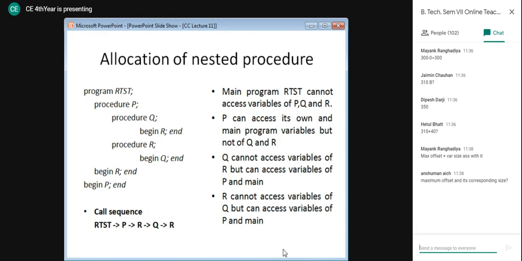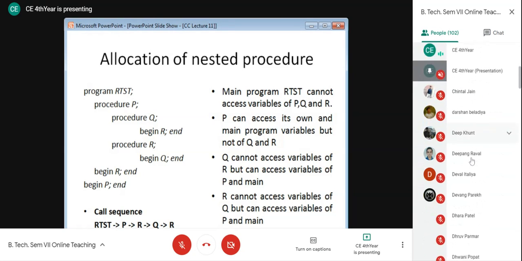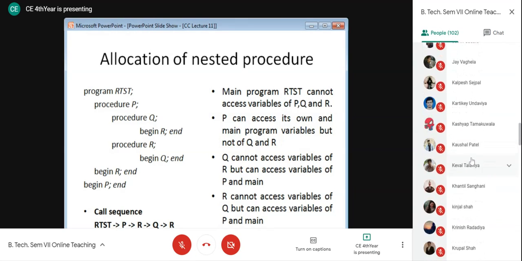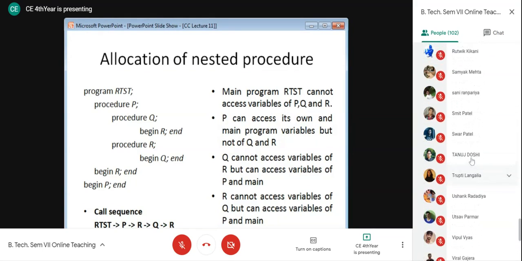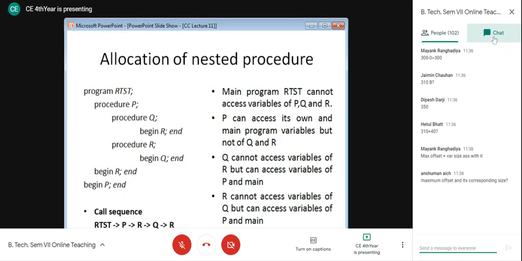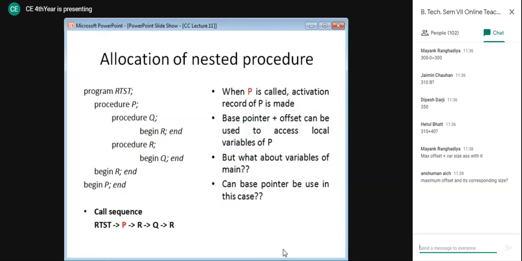If the scenario is clear to you, then it will be very easy for you to understand how different things are working. So let's just move ahead.